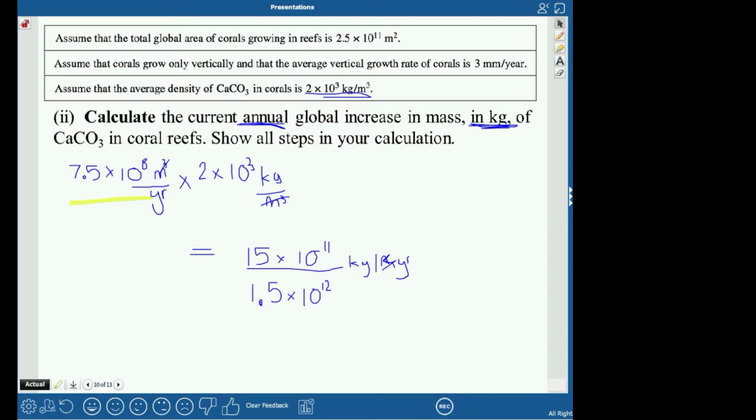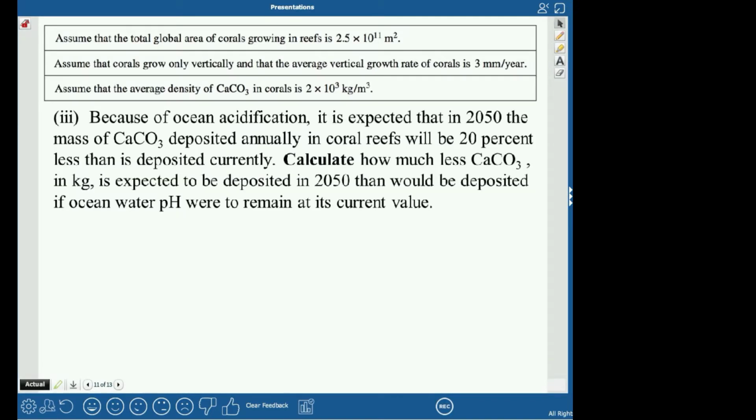Okay, and for this one, you get 2 points. 1 point for showing your work and 1 point for having the correct answer. So you'd only get half the points if you don't show your work.